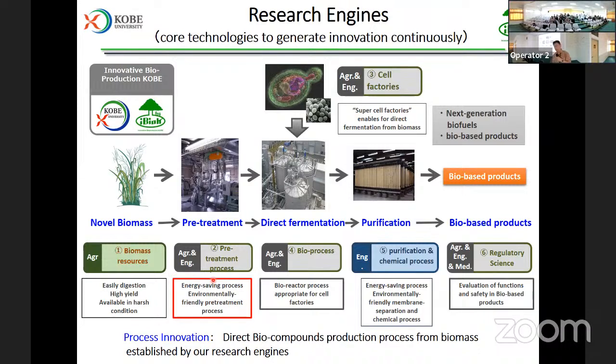The second engine is pre-treatment. Pre-treatment means the separation of each fraction of the lignocellulose: from lignocellulose to cellulose, hemicellulose, lignin, or starch. This is a very important step. The third one is the cell factory. After separation of the feedstock, we want to convert it to ethanol, fuel, or chemicals by microbes. So we need a culture collection of microbes and also the required gene modification strategy.